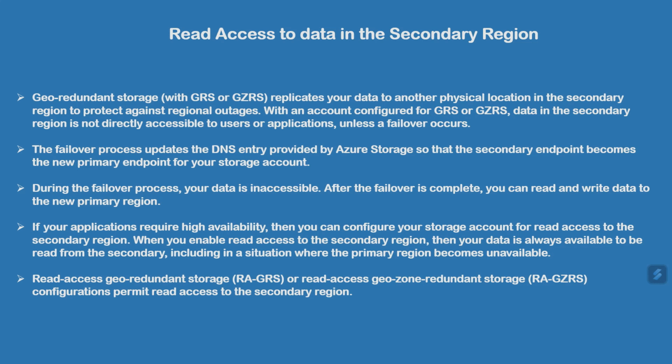We have 6 types of redundancies: LRS, ZRS, GRS, GZRS, RAGRS and RAGZRS. Overall, the maximum number of replica copies is 6, and the minimum is 3. That is, in LRS and ZRS we have 3 copies. In GRS and GZRS we have 6 copies. In RAGRS and RAGZRS we have 6 copies.